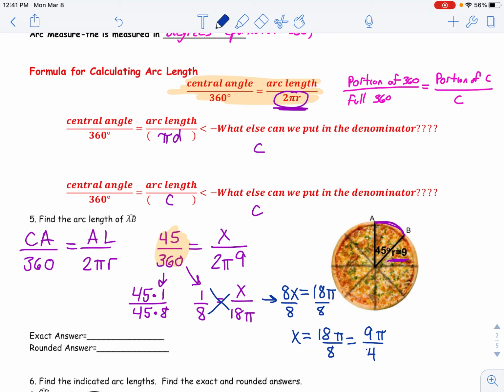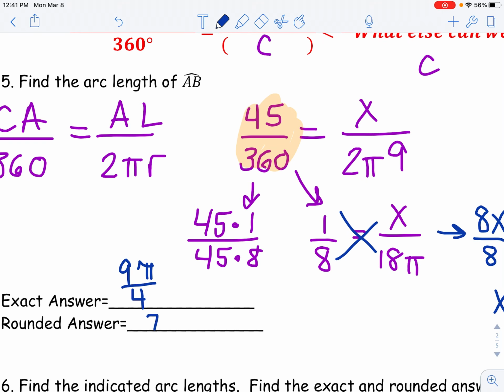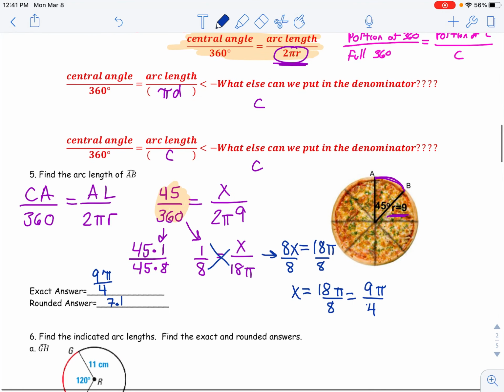So my exact answer is 9 pi over 4. There are several reasons why we like exact answers. If there are more calculations to do, it helps eliminate rounding errors. But 9 pi over 4, it's hard to understand exactly what that means. If I plug this into a calculator, it says it's about 7.1. And we go with inches. So 9 pi over 4 inches exactly, or more relatable, 7.1 inches.